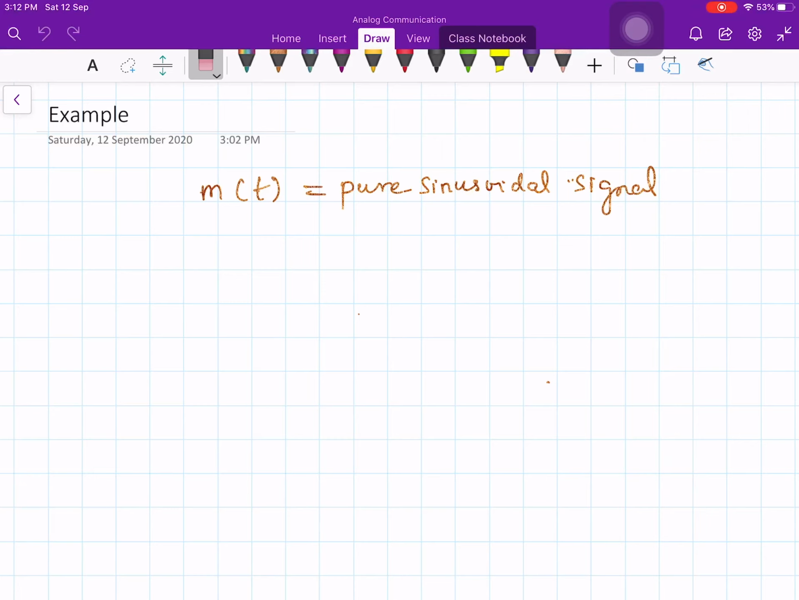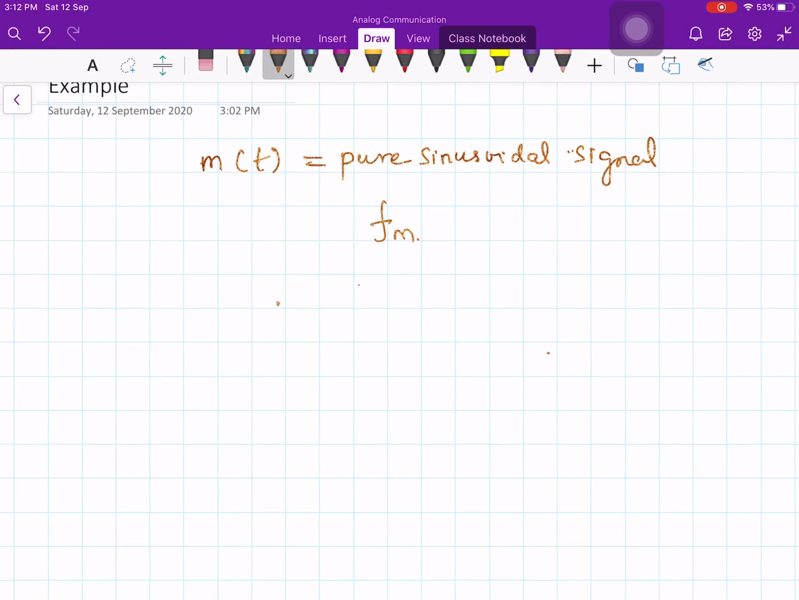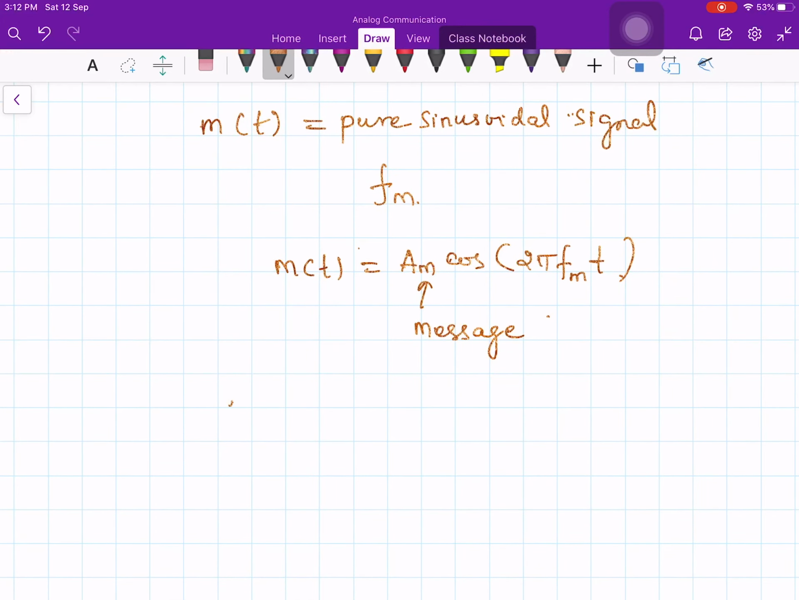In this lecture, let us consider an example. Let us say our message signal is a pure sinusoidal signal of frequency f_m. So m of t I can write as A_m times cosine of 2 pi f_m t. This m indicates message signal amplitude.